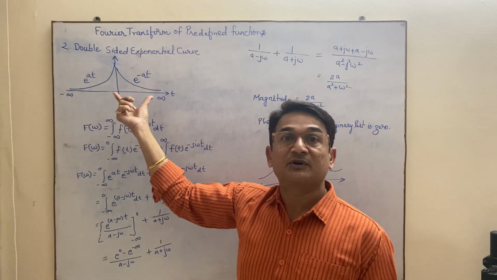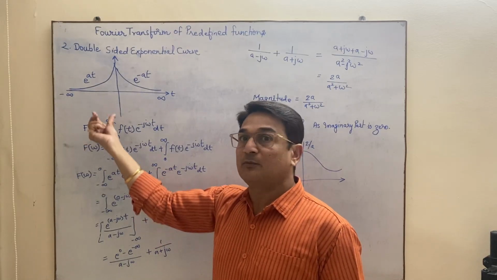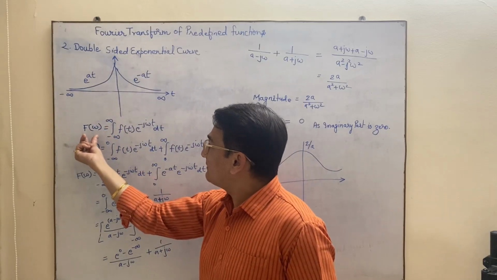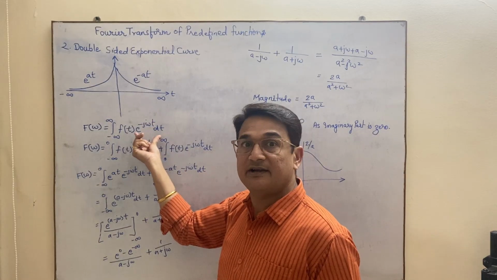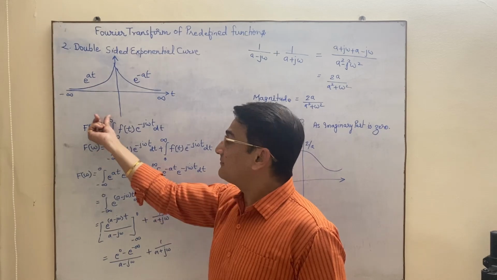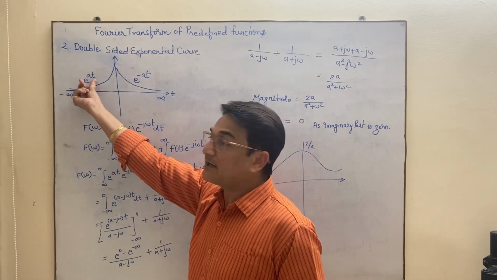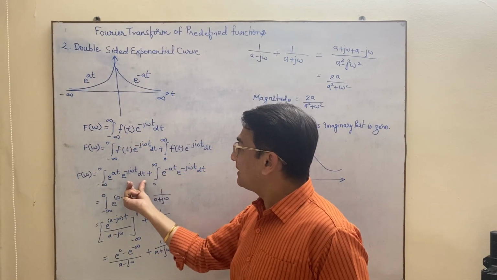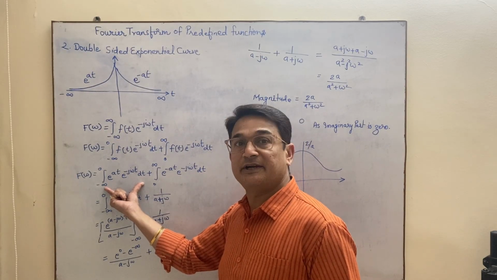In the single-sided exponential curve, we kept the limit from minus infinity to 0 as 0 because this part was nothing but 0. So in this case, as the Fourier transform F(omega) is the integral from minus infinity to infinity of f(t) e to the power minus j omega t dt, we will break the limit into two parts, which is from minus infinity to 0 and 0 to infinity. So from minus infinity to 0, your function f(t) is nothing but e to the power at. So I have written e to the power at, then e to the power minus j omega t dt. This is the complete section between the limits minus infinity to 0.